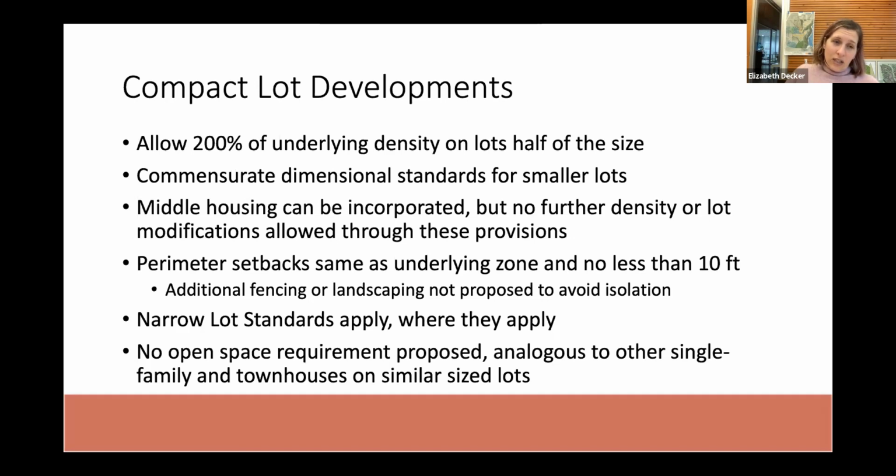Another feature of the compact lot development code is that I didn't propose a specific open space requirement, thinking that these duplexes and townhouses were being proposed. Those don't have an open space requirement because there's some flexibility about providing yards when and where that seems appropriate. So I carried through that same logic with this: same flexibility as any other single family to add or not add yard space.